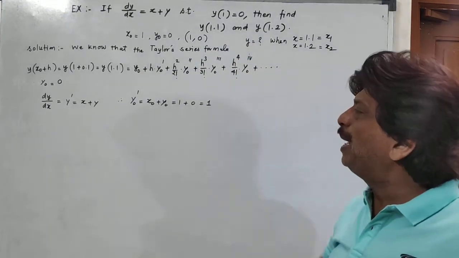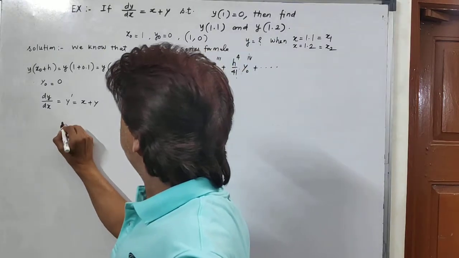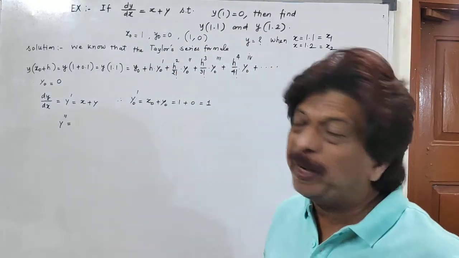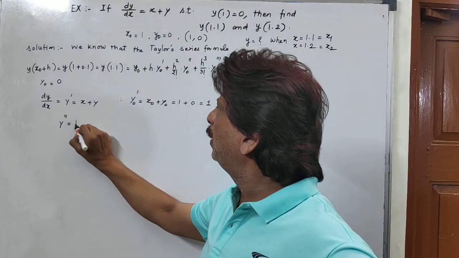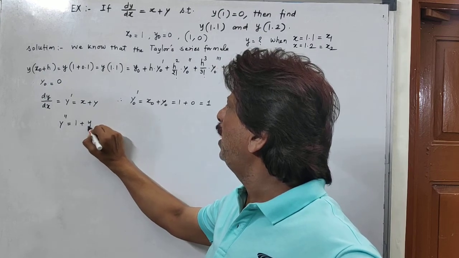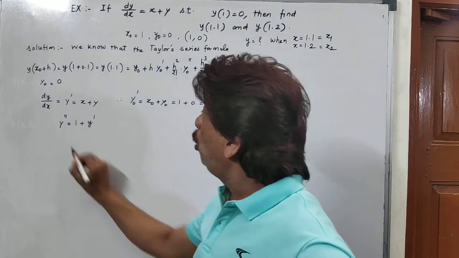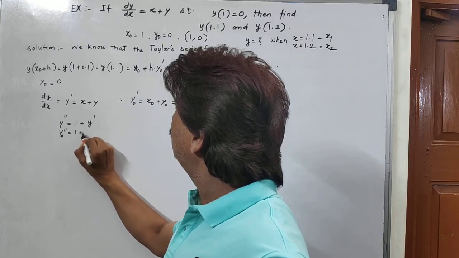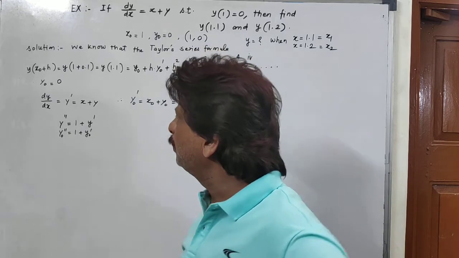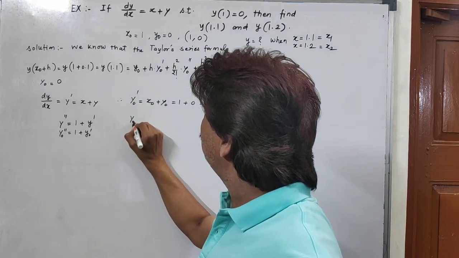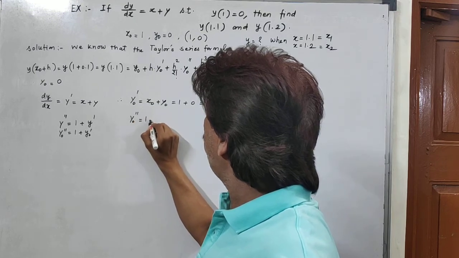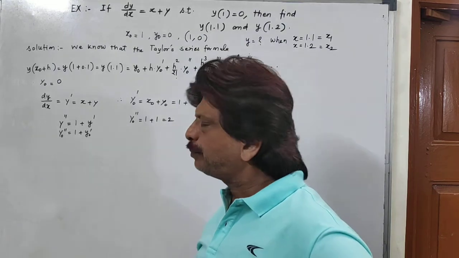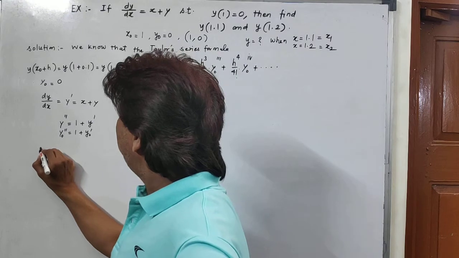Now we want y0 double dash. Now differentiate this. What is y double dash? Derivative of y dash with respect to x. Derivative of x is 1. Derivative of y is denoted by y dash. So y0 double dash is equal to 1 plus y0 dash. 1 plus y0 dash is 1, so it is 2. Now, what is y3 dash?